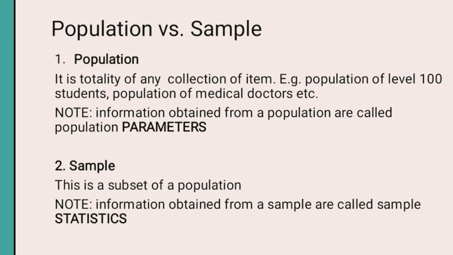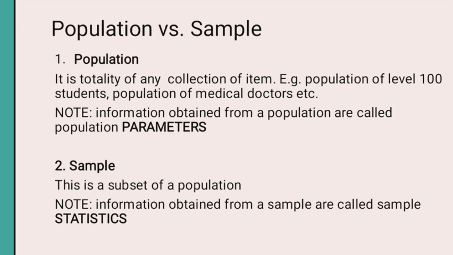Now note that information obtained from a population is called population parameters. Any information we obtain from a population is called a population parameter. Now let's look at the definition of a sample. This is a subset of a population. Note that information obtained from a sample is called sample statistics. So while information from a population is called parameters, that of a sample is called sample statistics.